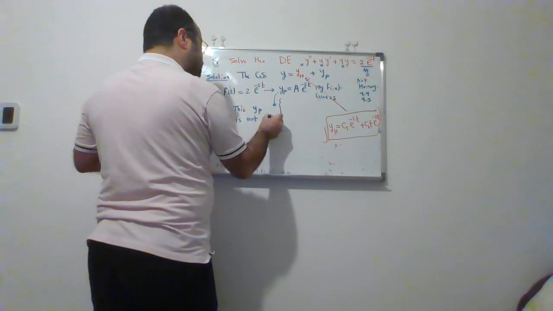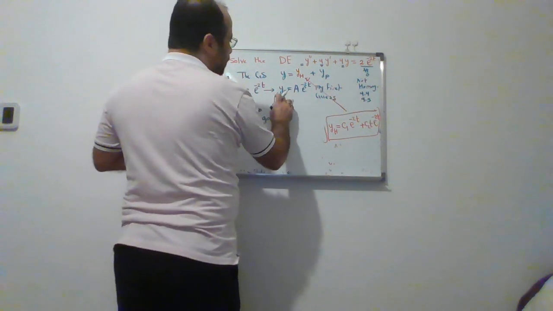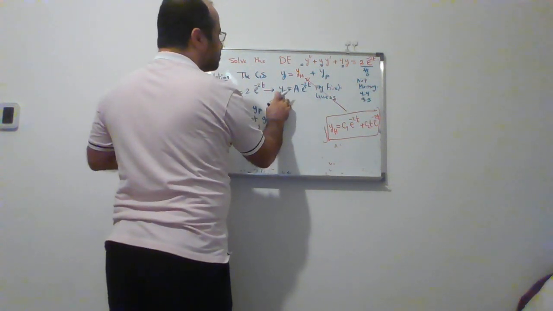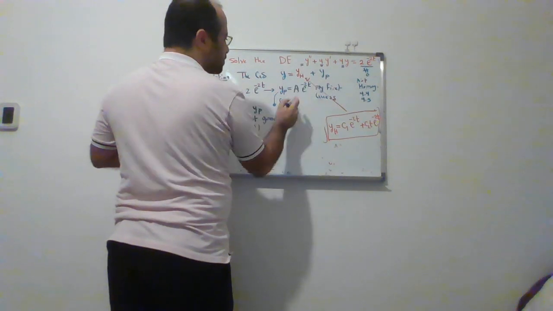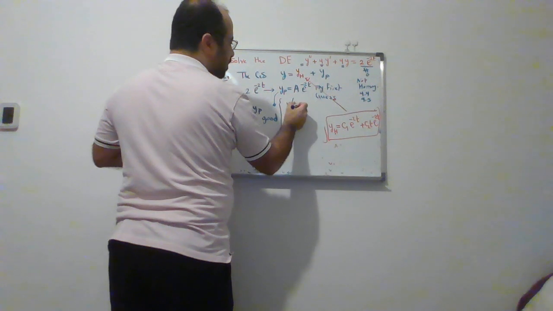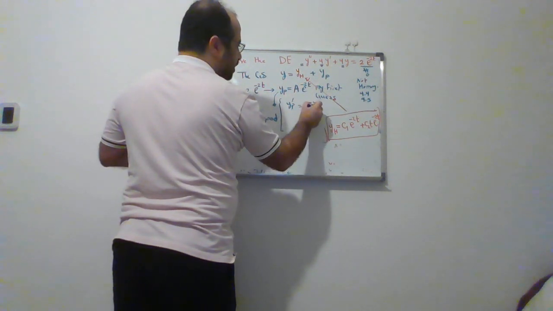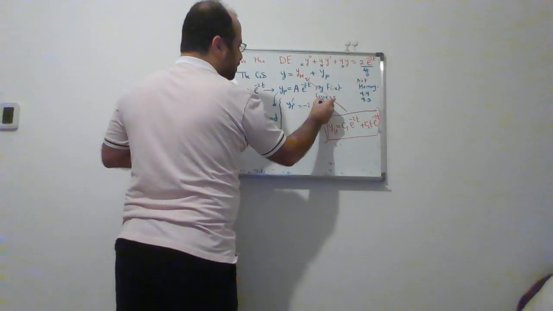Why not good? I don't know. I'm going to show you. Now, first of all, differentiate, so you need to plug this inside the differential equation. So you need y particular prime, yeah? And you need y particular double prime. So you get minus 2a e^(-2t), right?